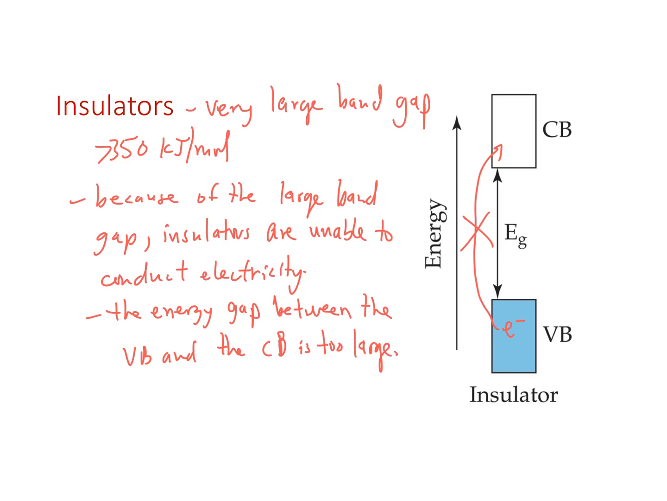So conductors, right? Like metals conduct electricity because it's very easy to take an electron from the valence band and move it into the conduction band where it's free to move. Insulators, on the other hand, do not conduct electricity because of this large band gap. We're not going to have enough energy to take an electron where it resides in the valence band and put it into the conduction band where it's free to move.